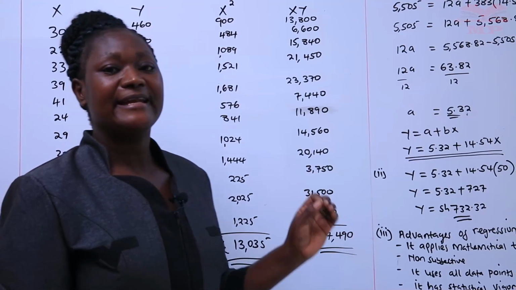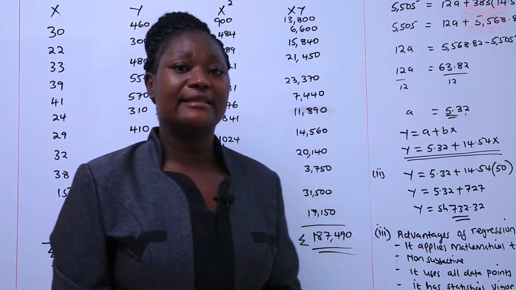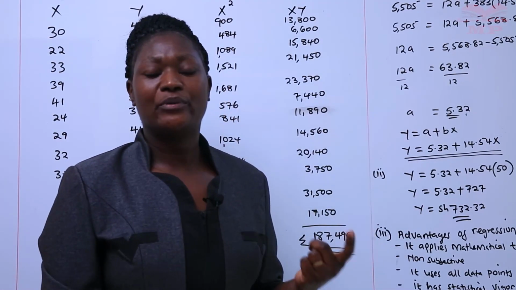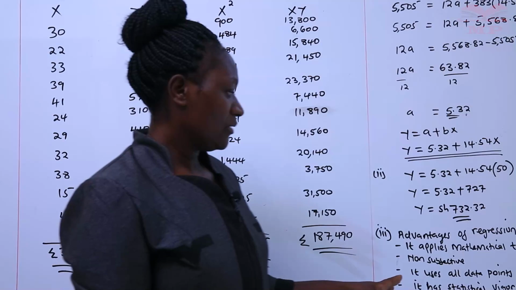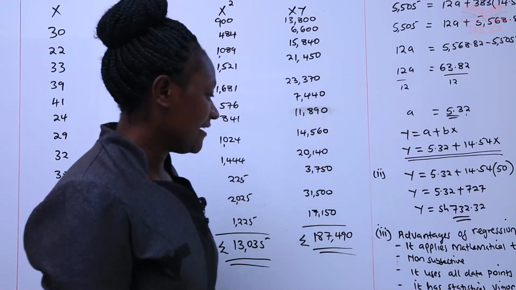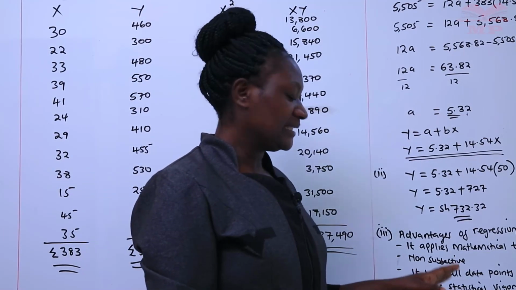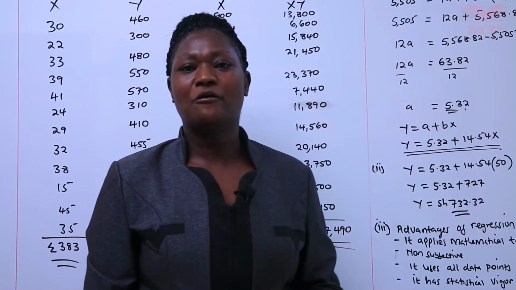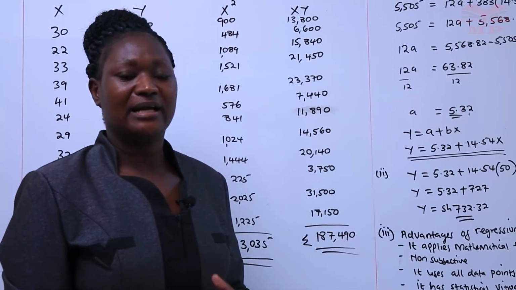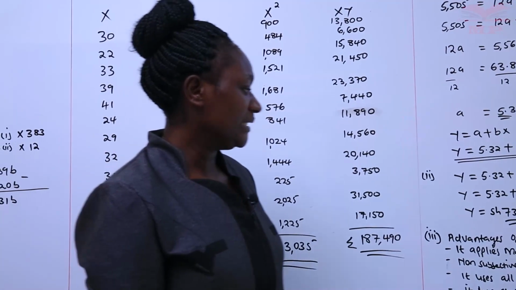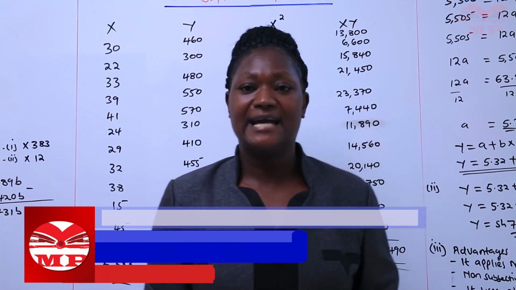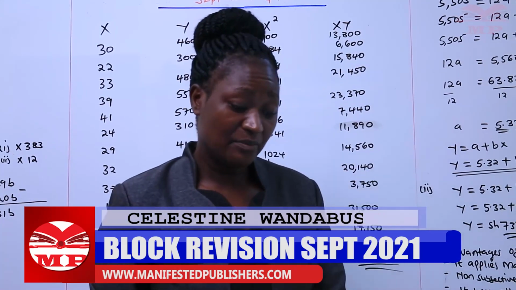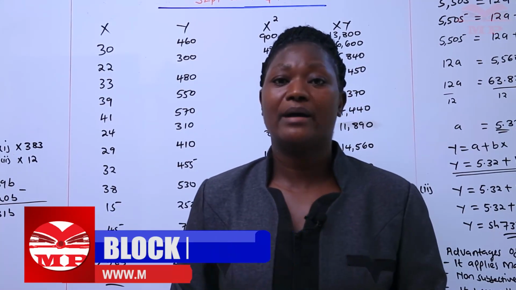Then it uses all data points. We include all the data that we have been provided with. Like in high-low method, we only pick 2 points, high and low. Those are the points we use, but in regression analysis, we are including all points, which makes it an advantage. And then it has statistical vigor, meaning we can be able to measure the size of the error, so long as we can be able to come up with the right probability that can help us in doing that. And those are the advantages of regression analysis. So that brings us to the end of our question number 1.